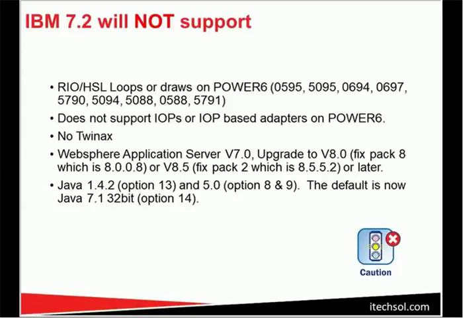Now, if you're on a 5790, you easily could change it to a 5796. That does not have the HSL loop. It has the GX bus, and that is compatible with Power 6. So there are ways to get around it. But pretty much anything that requires an IOP will not work on 7.2. And if it doesn't work on 7.2, it implies it won't work on 7.3, right? Which means there's no Twinax, because the Twinax card required an IOP. So Twinax is gone at 7.2.